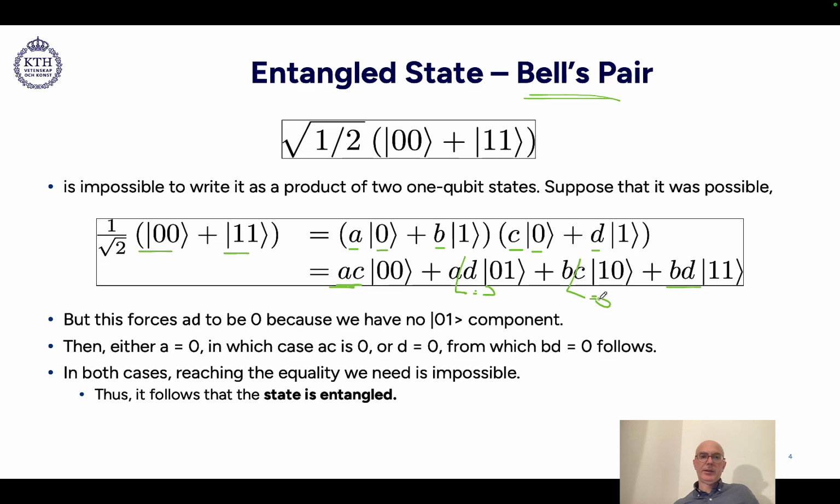So we see that this forces a multiplied by d to be equal to 0, because we have no 01 component. Then either a is equal to 0, in which case ac is 0, or d is equal to 0, from which it results that bd is equal to 0. But this is not possible, because ac and bd must be different from 0. So in both cases, reaching this equality is impossible. Therefore, there is no way we can write this quantum state as a tensor product of two simpler quantum states, and therefore the state is entangled.